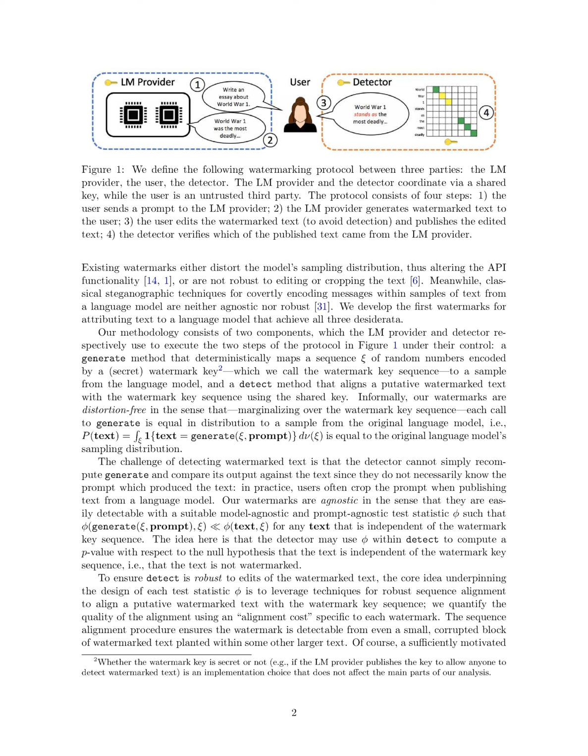Our watermarks are easily detectable with a suitable model-agnostic and prompt-agnostic test statistic. To ensure that the detect method is robust to edits of the watermark text, we use techniques for robust sequence alignment to align a suspected watermark text with the watermark key sequence. We measure the quality of the alignment using an alignment cost specific to each watermark. This procedure ensures the watermark is detectable even from a small, corrupted block of watermark text within some other larger text.